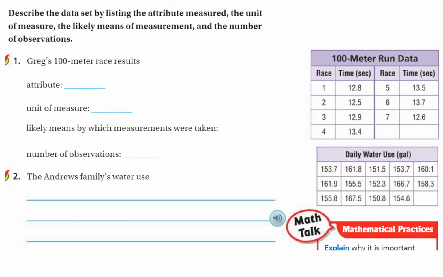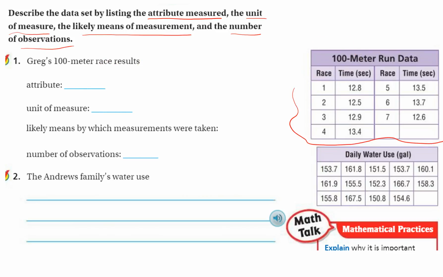All right, continuing on Chapter 12, Lesson 2. I'm on page 479 now, the top. Describe the data set by listing the attribute measured, the unit of measure, the likely means of measurement, and the number of observations. So Greg's 100-meter race results.